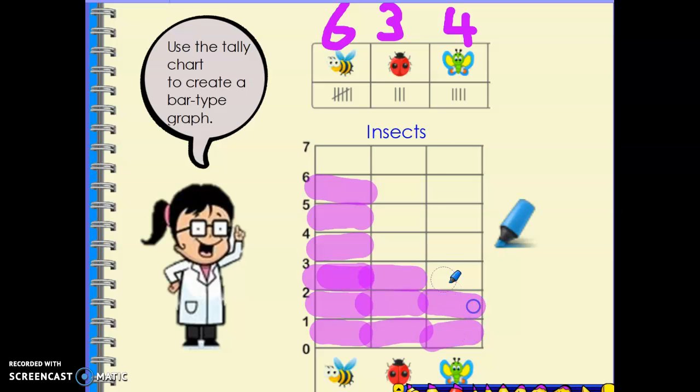1, 2, 3, 4. So when I look at my bar graph, I can tell that the bee has the most votes and the ladybug has the least number of votes.